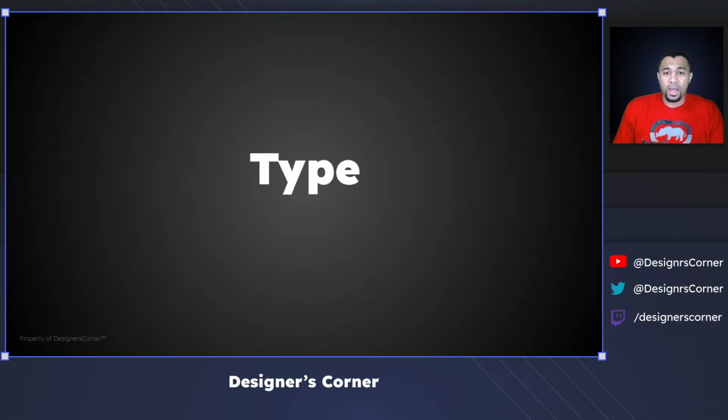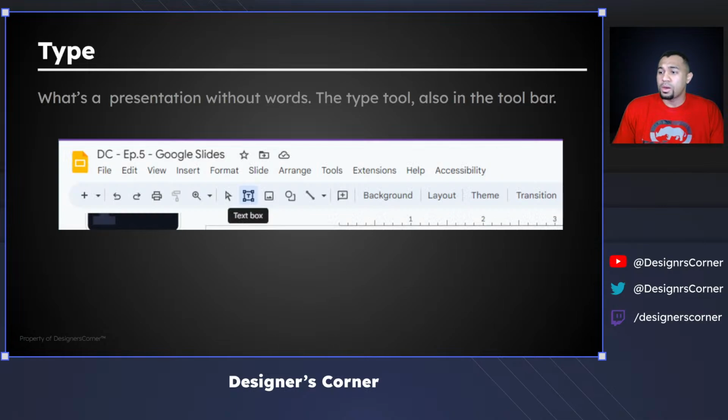We also look at type. So, what is a presentation without words? Of course, in the toolbar, you'll also find a type tool. And with that type tool, you're able to put the words on the page so that you can help your audience understand the message of what you're going for. So this one's pretty simple as well.